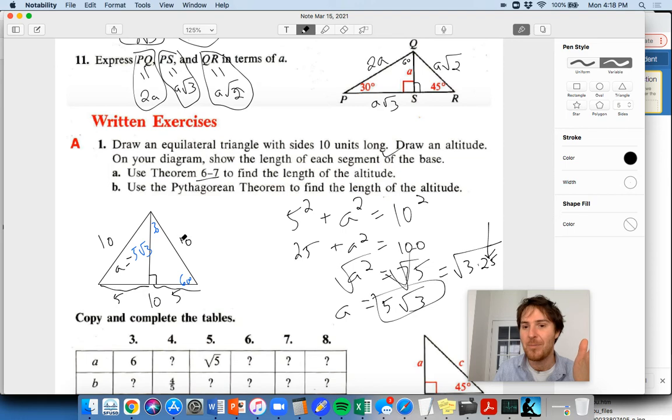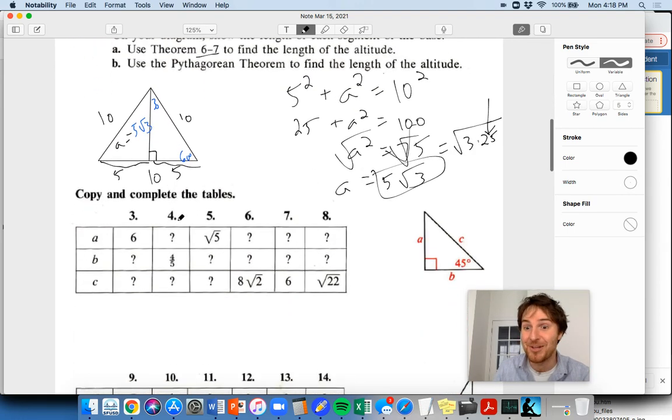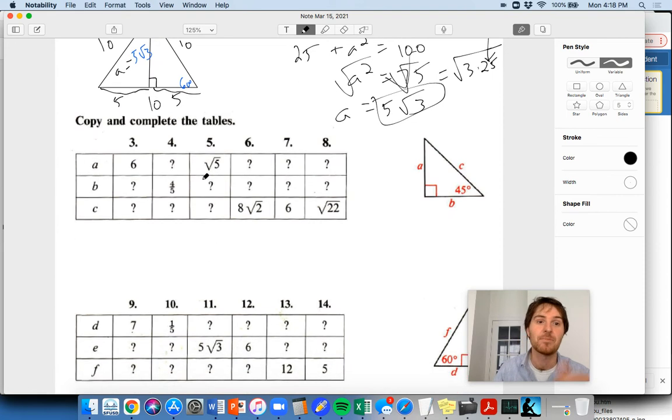And then compared to the hypotenuse, it's half as long times root 3, right? It's kind of awkward. So that's why I always go to the shorter leg. Detour through the shorter leg. All right, copy and complete the tables. A here, so this is easy, right? This is a 45, 45, 90.